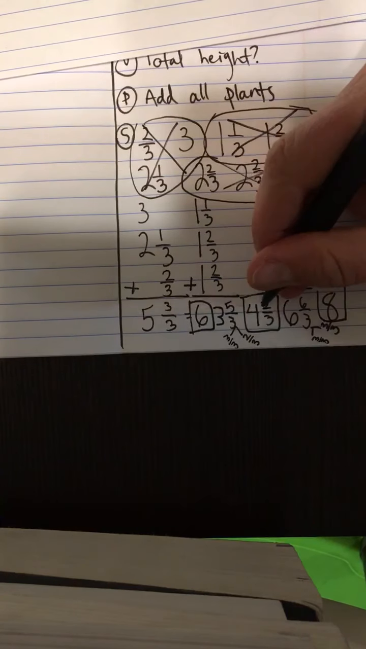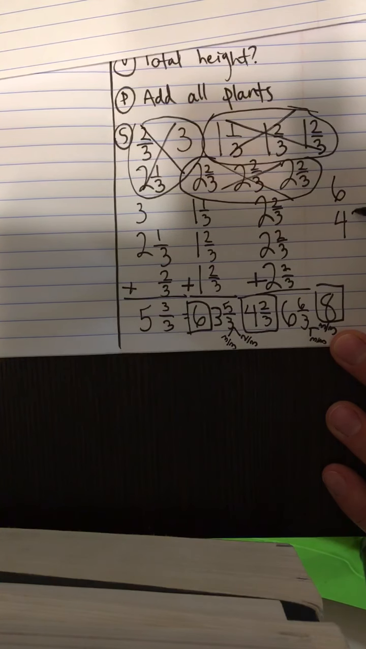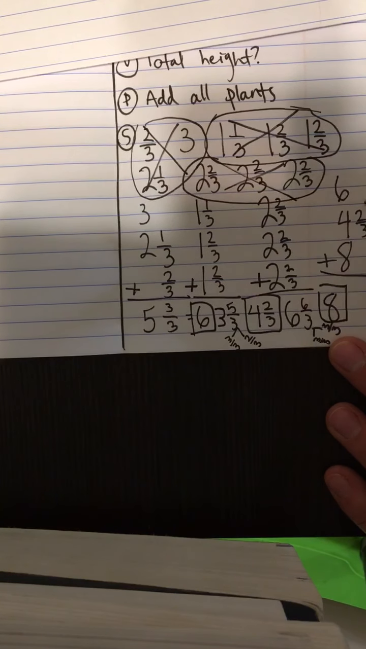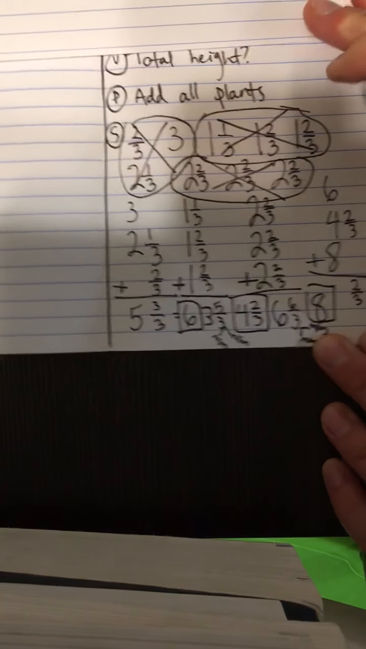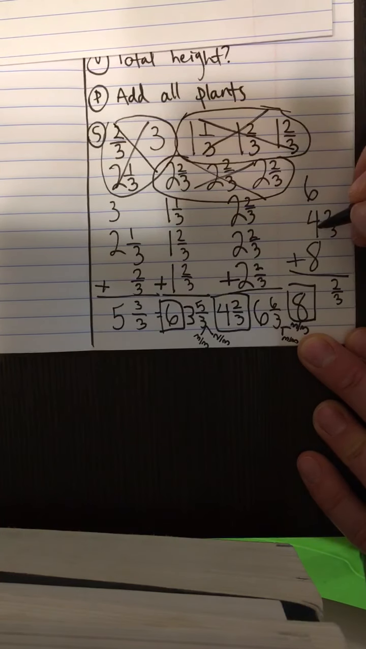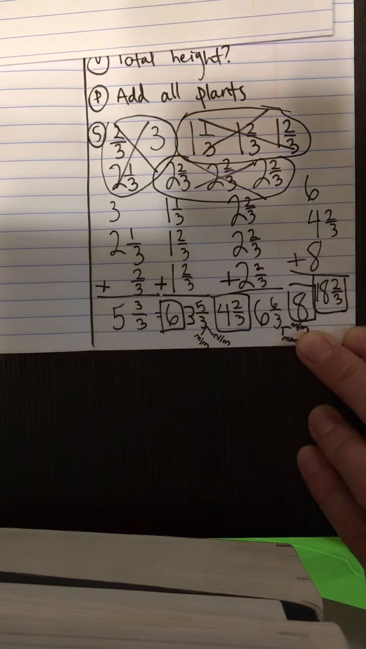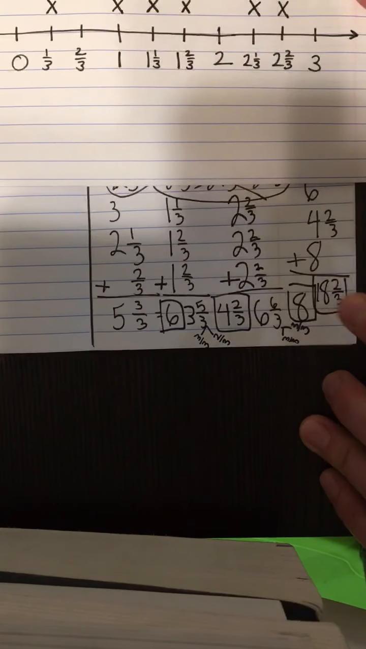Now I have 3 numbers I need to add together to get my final. So I have 6 plus 4 and 2/3 plus 8. 2/3 plus nothing is 2/3. Then I have 6 plus 4, 6 plus 4 is 10, plus 8 is 18. So the total height of all of the plants in feet is 18 and 2/3 feet.